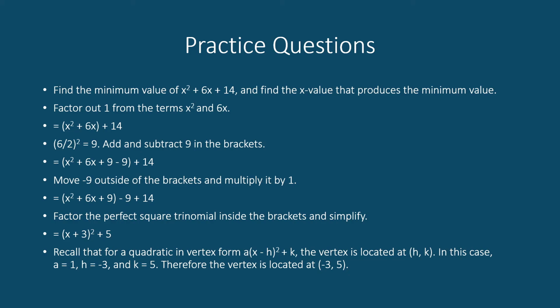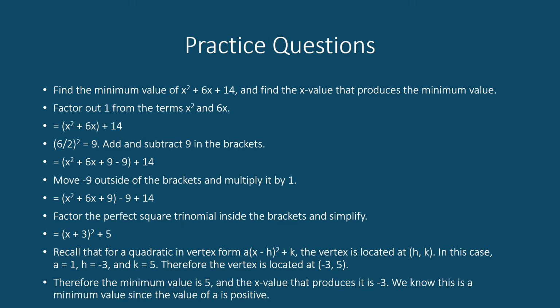Recall that for a quadratic in the vertex form a bracket x minus h squared plus k, the vertex is located at h, k. In this case, a equals 1, h equals negative 3, and k equals 5. Therefore, the vertex is located at negative 3, 5. Therefore, the minimum value is 5, and the x value that produces it is negative 3. We know that this is a minimum value since the value of a is positive.